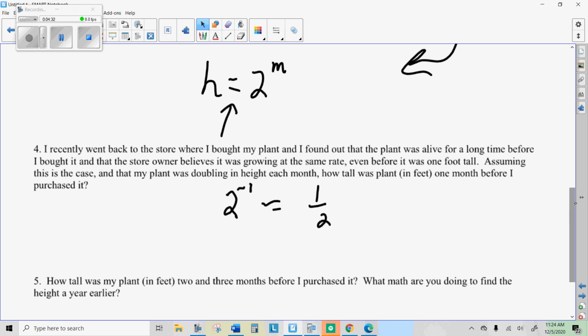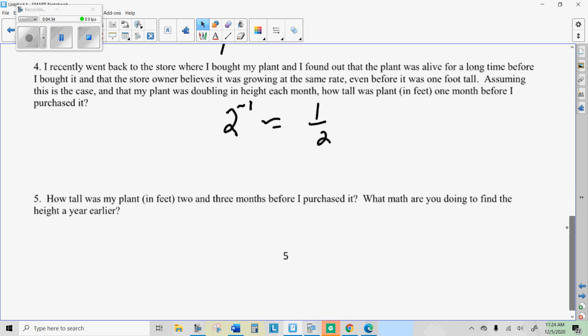And I like to write negative powers as fractions. I think they're more meaningful that way. How tall was my plant 2 and 3 months before? Let's call that -2 months and -3 months. So go ahead and figure those two out.